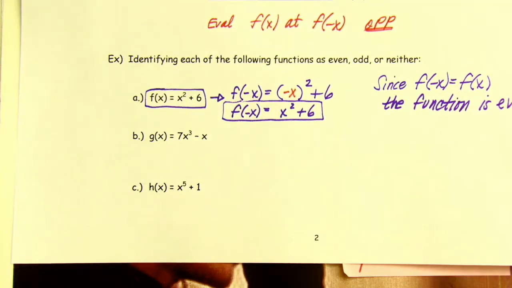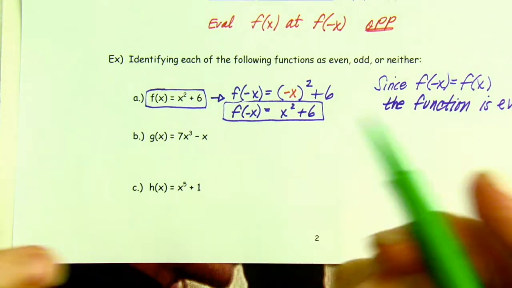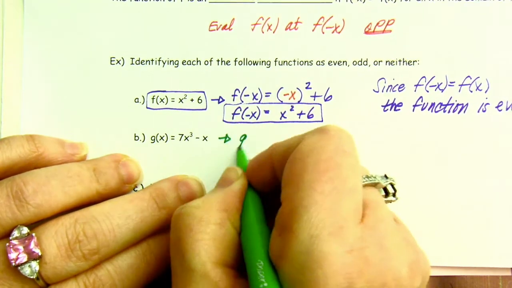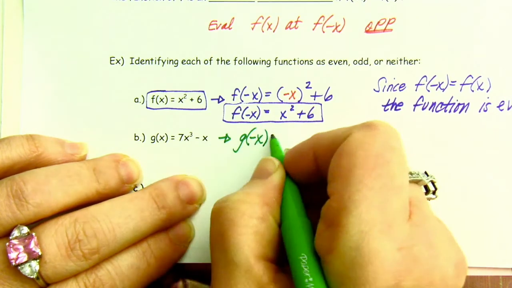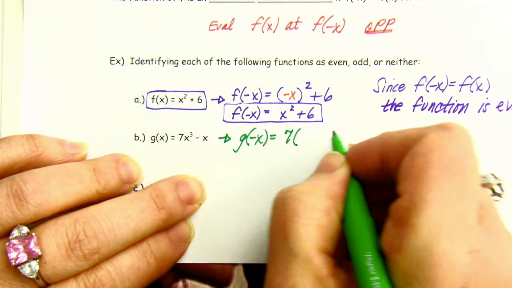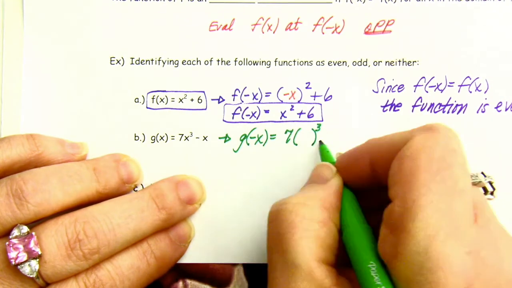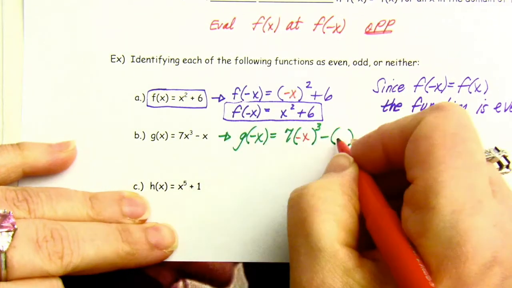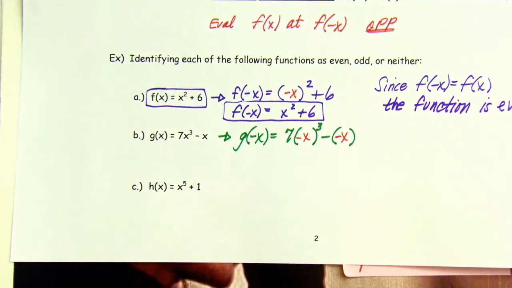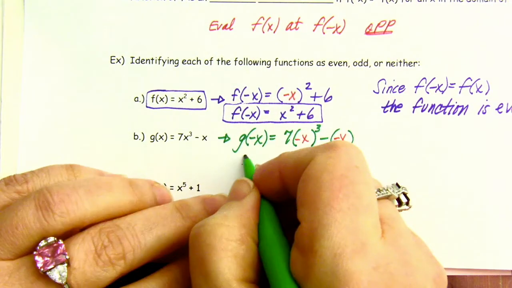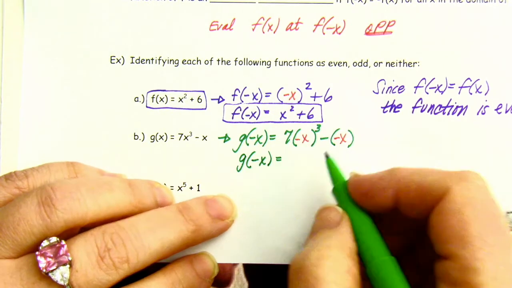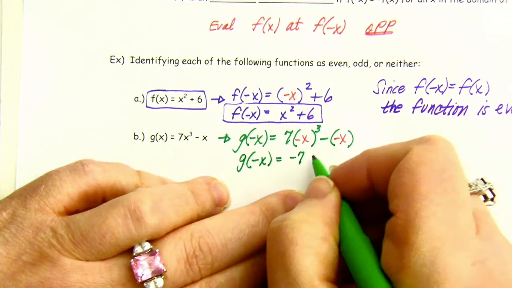The next one, we're going to do the same thing. We're just going to take each one of these functions, evaluate at f of the opposite of x, and compare the output. So here, this is a g function, so I'm going to evaluate g of the opposite of x. I'm going to set it up. The original is 7x cubed plus x. I'd leave a space for the x, and then I'm going to substitute the negative x inside. And now I'm going to simplify this. G of the opposite of x equals, well, when I cube a negative, it stays negative.